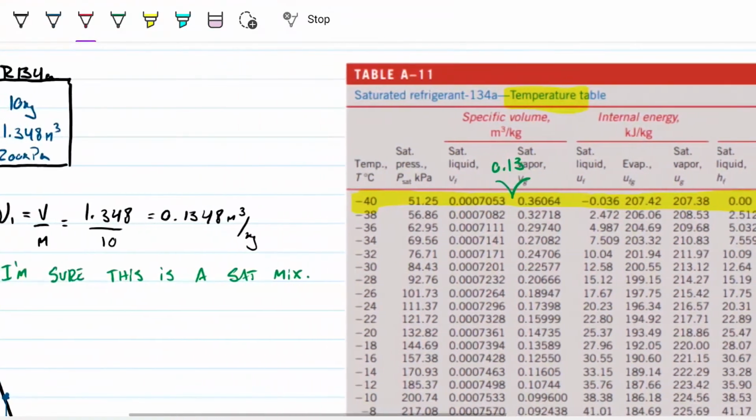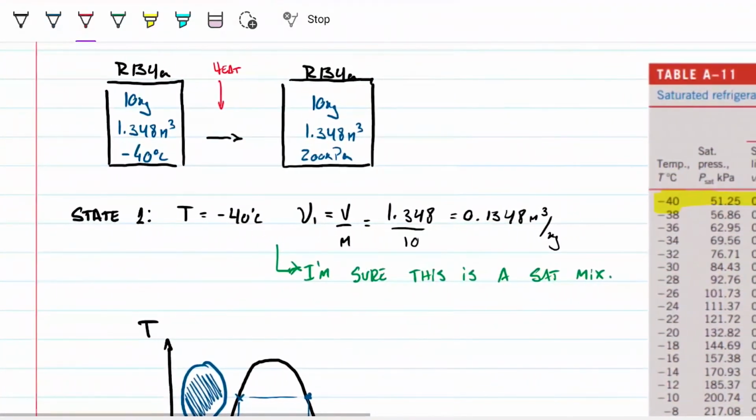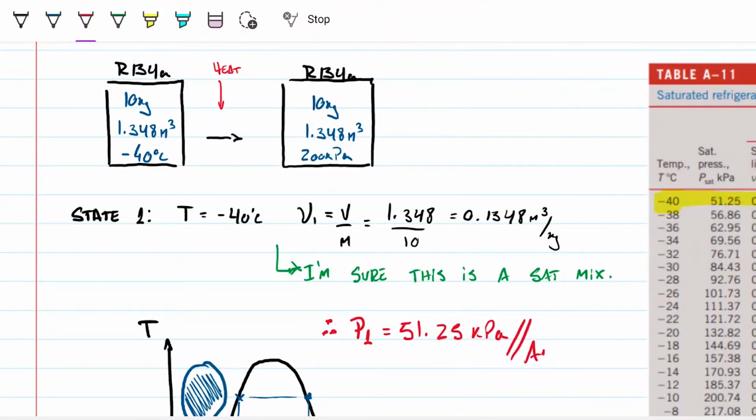So the question is asking us what is the pressure. So therefore, the pressure on state 1 is equal to 51.25 kilopascals, and that is our answer for part A.